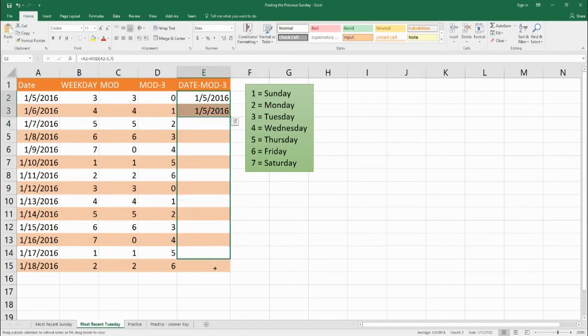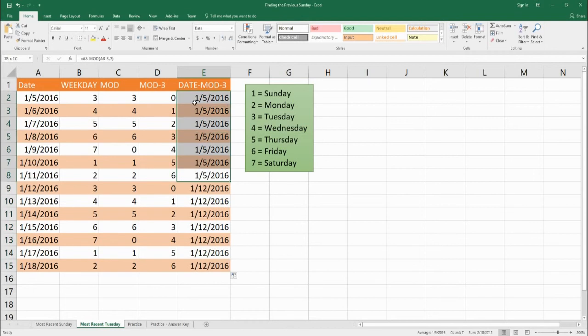So if we pull this down here, we can see for these 7 days, the most recent Tuesday is January 5th, 2016, which is a 3 here on the weekday, which means a Tuesday. And here, January 12th, 2016 is the most recent Tuesday for this group of 7 days.